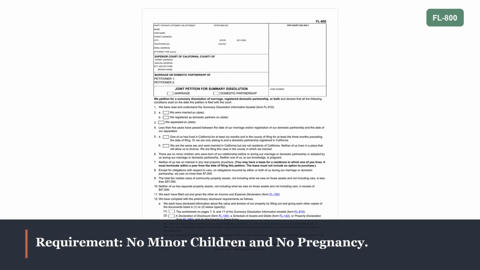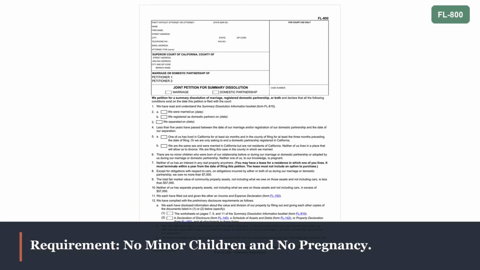Requirement: no minor children and no pregnancy. Summary dissolution generally requires that you and your spouse have no minor children together, whether born before or during the marriage. It also requires that neither spouse is currently pregnant at the time of filing. This requirement exists because custody, visitation, and child support all add complexity that summary dissolution's simplified process is not built to handle. If you have minor children together or either spouse is pregnant, you will need to use the regular dissolution process, which is described in our guide on how to fill out Form FL-100.